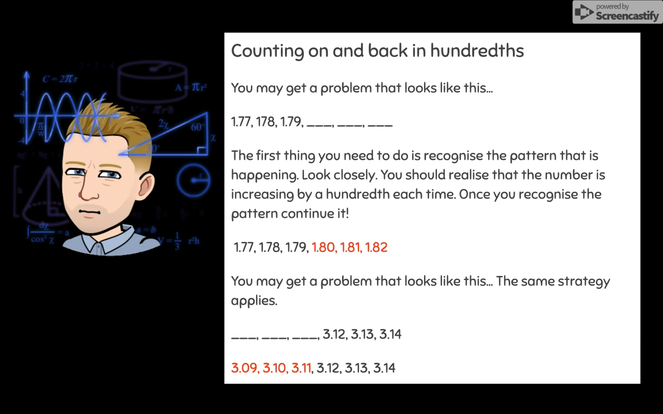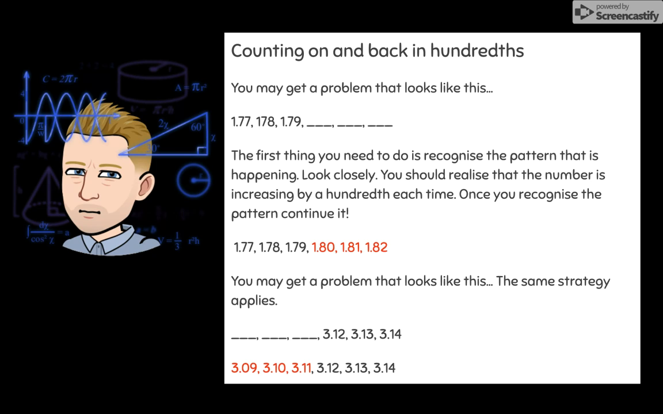So we'd go 1.80, 1.81, 1.82. Now you can say 1.82 or 1 whole, 8 tenths and 2 hundredths, either way works. In your head, go with it.